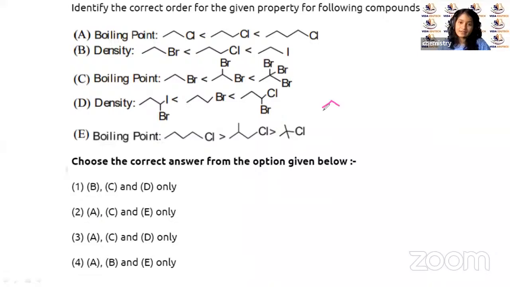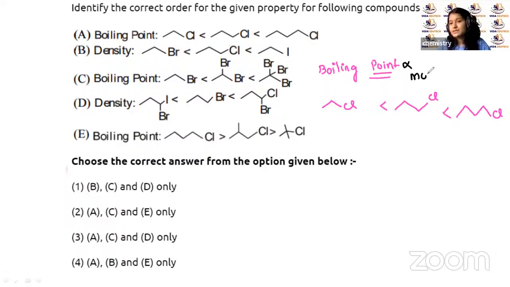So the first one is given, and this is talking about boiling point. When talking about boiling point, we know that boiling point is directly proportional to molar mass. Yes, boiling point is directly proportional to van der Waals force of attraction. Can we say that van der Waals force of attraction, molar mass, also strength of bond?